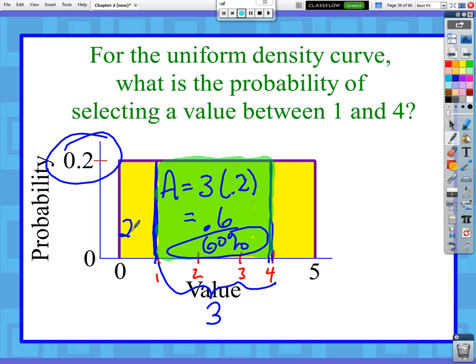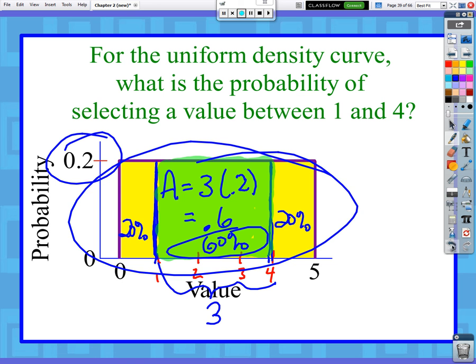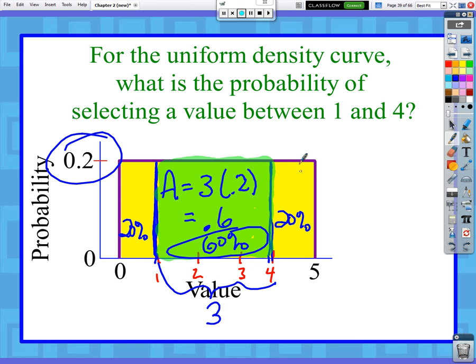And we could say the other 20% is between 0 and 1, and the other 20% is between 4 and 5. And so 20, 20, and 60, again, add up to 100%. So you have to specifically find the probability between specific numbers in your distribution. Otherwise, the probability of selecting one singular value is essentially zero.